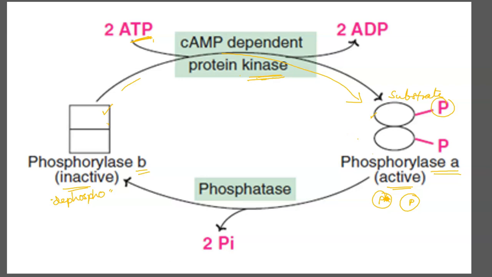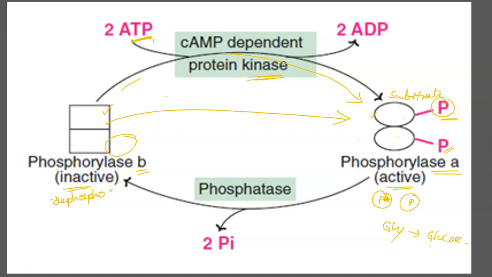Kinase, a protein kinase enzyme, breaks the ATP, takes up the phosphate, and transfers the phosphate from ATP to the glycogen phosphorylase B so that it is converted into glycogen phosphorylase A. Look here, these phosphates have been transferred to the inactive form so that it is converted into the active form with changed conformation. This active form can now catalyze the breakdown of glycogen to glucose.